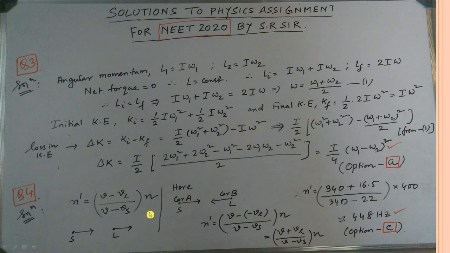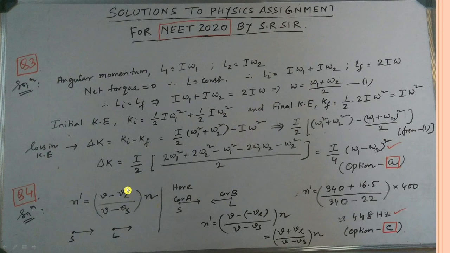But here, two cars are moving in opposite directions. So let car A be the source and car B be the listener. We have assumed that the source is car A and the listener is car B. They are moving in opposite directions, so this formula is not valid over here. The movement of the listener is in the opposite direction. What change will occur in this formula? Here the listener was going away from the source, but now the listener is going towards the source.